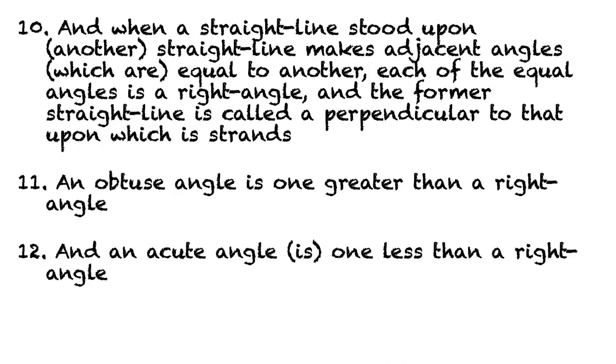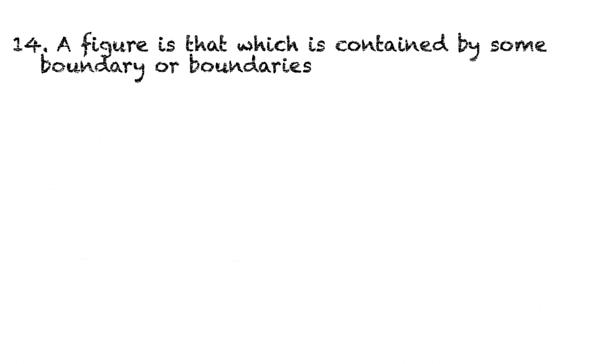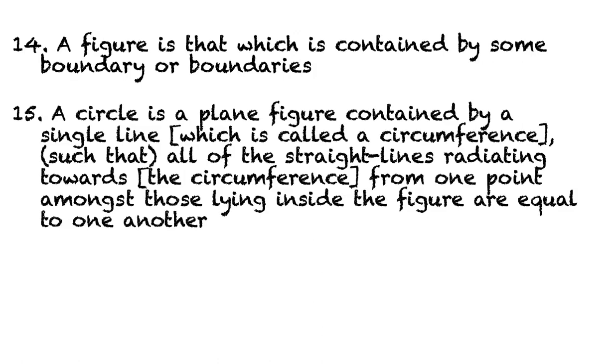For the next part, we're going to move on to figures, or using the word shape to be more appropriate. 13. A boundary is that which is the extremity of something. And 14. A figure is that which is contained by some boundary or boundaries. 15. A circle is a plane figure contained by a single line, which is called a circumference, such that all of the straight lines radiating towards the circumference from one point amongst those lying inside the figure are all equal to one another.